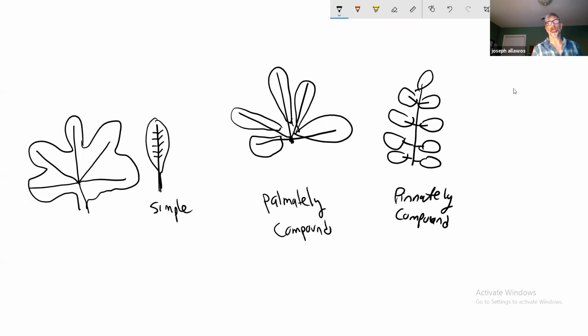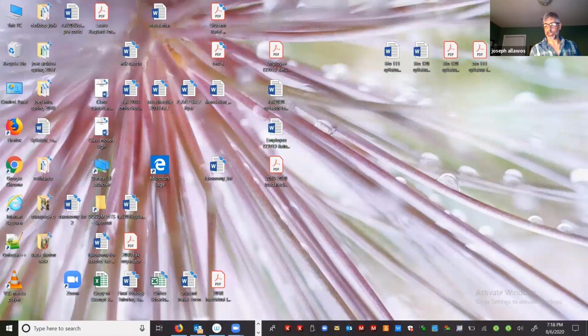Okay. So point is, pinnate and palmate can apply to compound leaves or to the veins of simple leaves, either one. Okay. So now let's stop and let's just look at some examples of these. Make sure I'm recording. I would sure hate to get through the video and not have any of it recorded. Okay, so here we go.